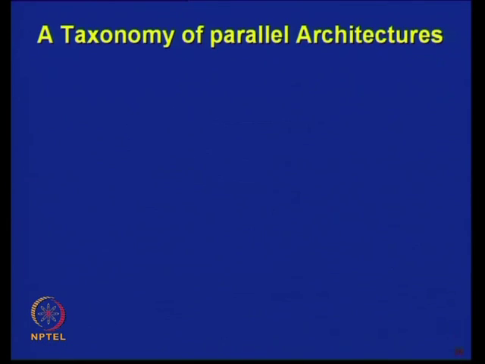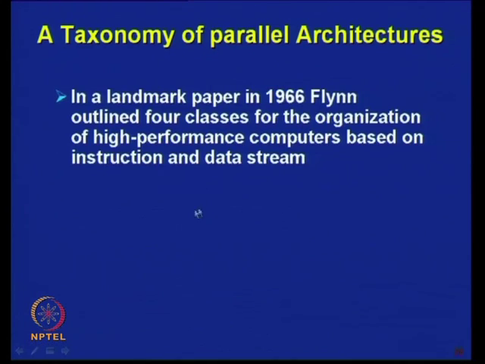Now, we shall focus on different types of parallel architectures that are available. This can be considered as a taxonomy of parallel architectures. Back in 1966, Flynn outlined four classes of organization of high performance computers based on instruction and data streams. In processing, you will find that instruction streams and data streams are there, and based on how they are flowing, the classification has been done.